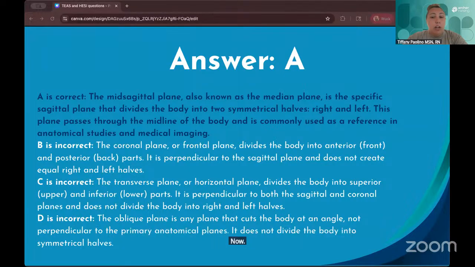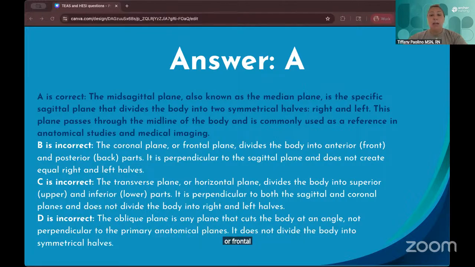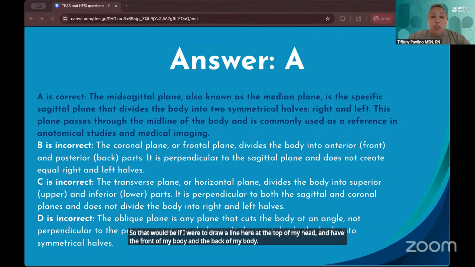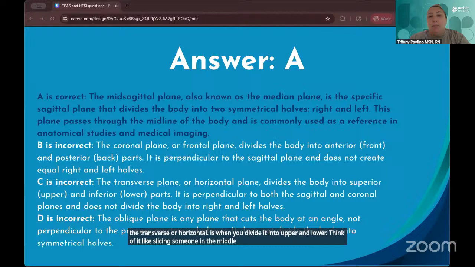Now, it's important to contrast this with those other options, right? The coronal option or frontal plane splits the body into front and back. So that would be if I were to draw a line here at the top of my head and have the front of my body and the back of my body. The transverse or horizontal is when you divide it into upper and lower. Think of it like slicing someone in the middle of their stomach, like magicians do sometimes in magic tricks, right? That's how I remember transverse.